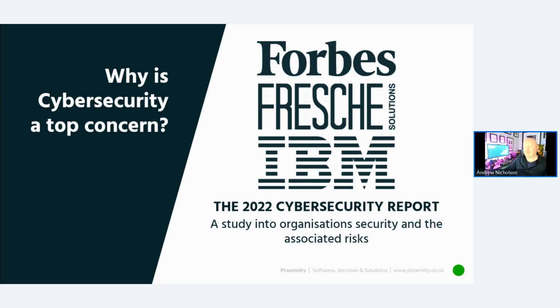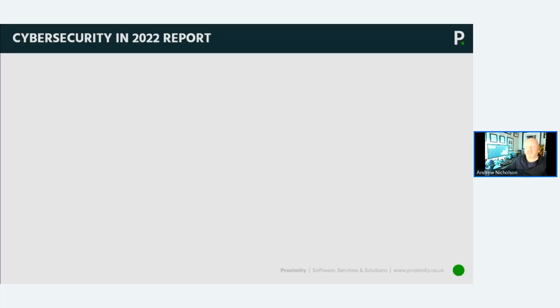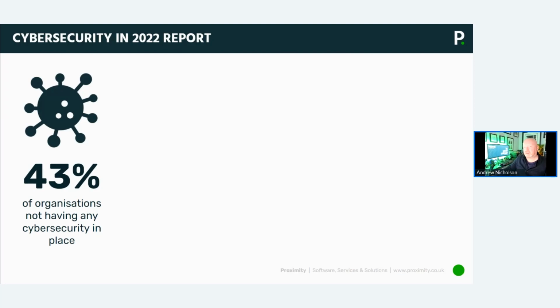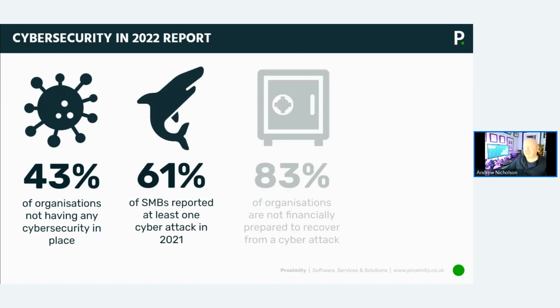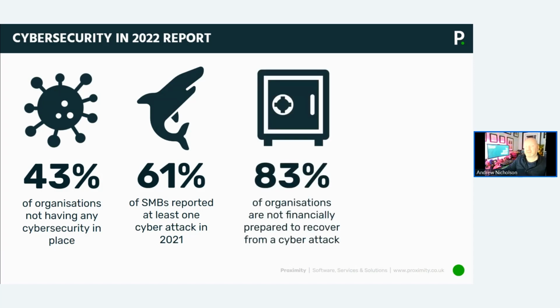But why is cybersecurity at the top of the survey's concerns? The IBM i is a secure platform, right? Well, IBM i industry leaders Fresche alongside IBM and financial paper Forbes asked that same question within their 2022 cybersecurity reports. Now, the findings were stark, with 43% of organizations not having any cybersecurity at all in place. 61% of small and medium-sized businesses reported a cyber attack. 83% of organizations are not financially prepared to recover from a cyber attack.